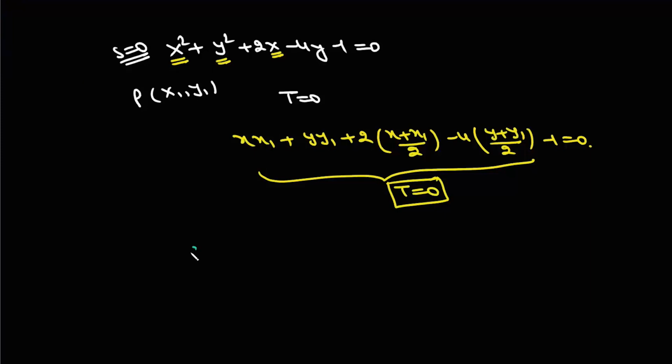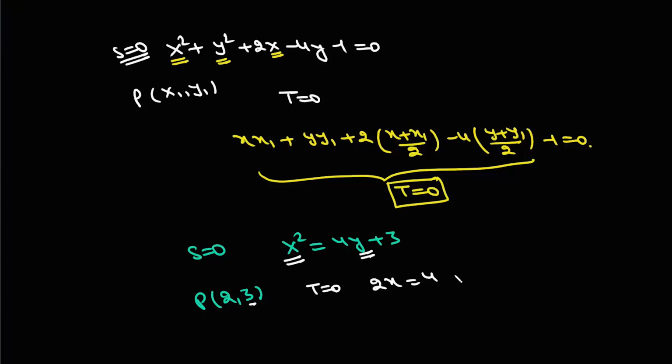Let us take another example. Suppose we have this S equals 0 as this parabola x square equals 4y plus 3, and the point here is (2, 3), and we have to write T equals 0. So for T equals 0, we'll replace x square with x into x1, so it will be this 2x. Now for y, we'll write (y plus y1) upon 2. Now here y1 is 3, so it will be this (y plus 3) upon 2 and plus 3. So this equation is T equals 0. So this is how we write T equals 0.